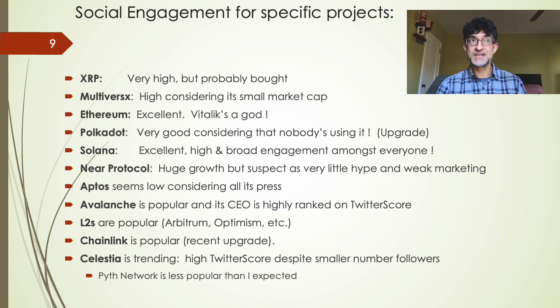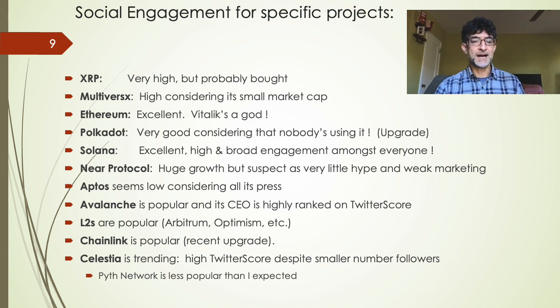Because remember, Aptos and Sui, these were the two projects that came out of Diem, which was the blockchain project out of Meta, which used to be called Facebook. All these name changes. Avalanche is very popular too, and it gets a highly ranked Twitter score. I think Avalanche is popular because it's being used by a lot of gamers. They love their Avalanches, what do they call them, subnets.